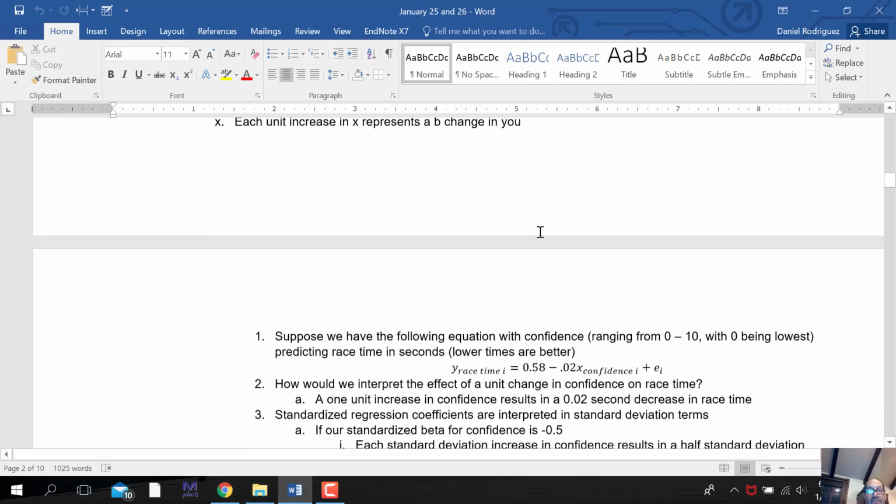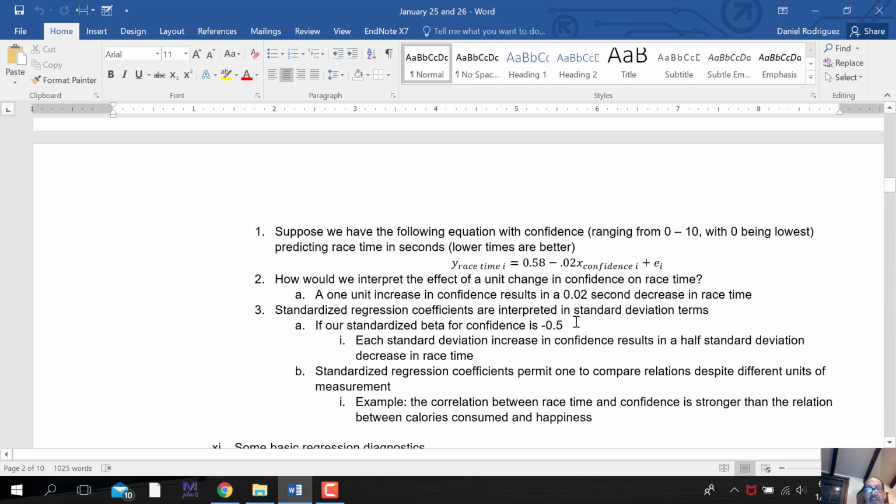In terms of how we interpret regression coefficients, for the unstandardized regression coefficients, we need to understand the units of measurement. So here's an example. Suppose we have the following equation with confidence predicting race time. Race time is in seconds, and lower times are better when you're racing, and confidence ranges from 0 to 10, with 0 being the lowest.